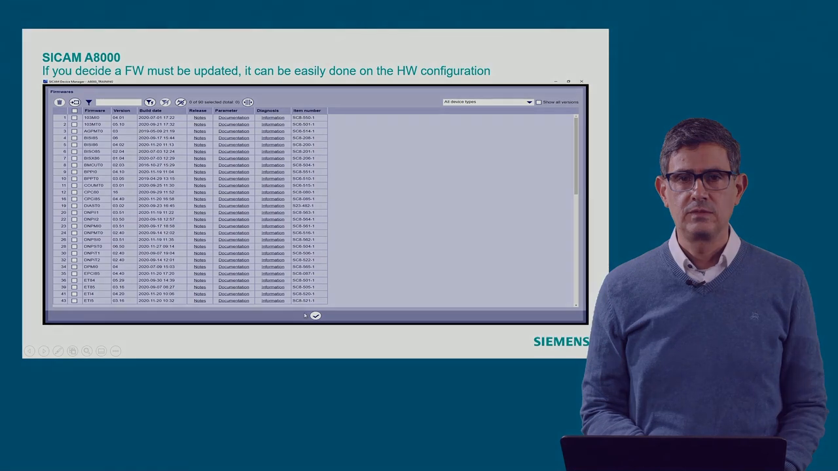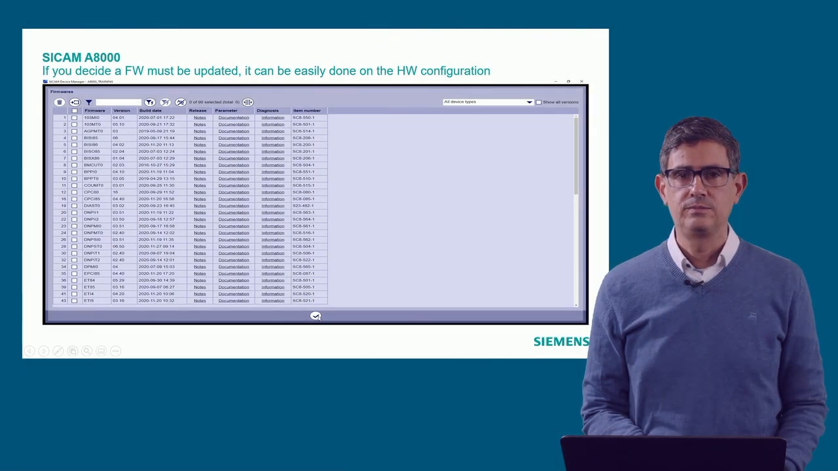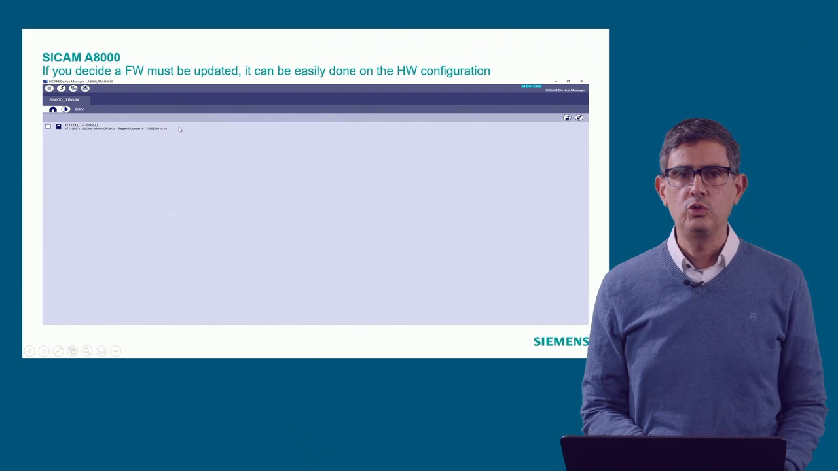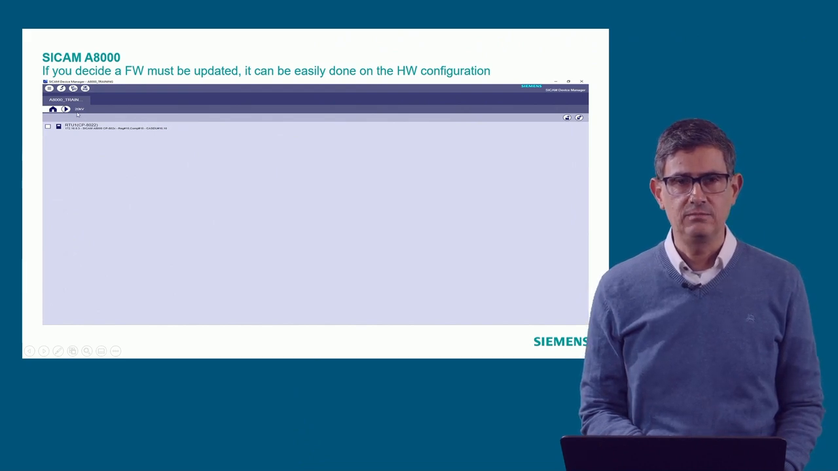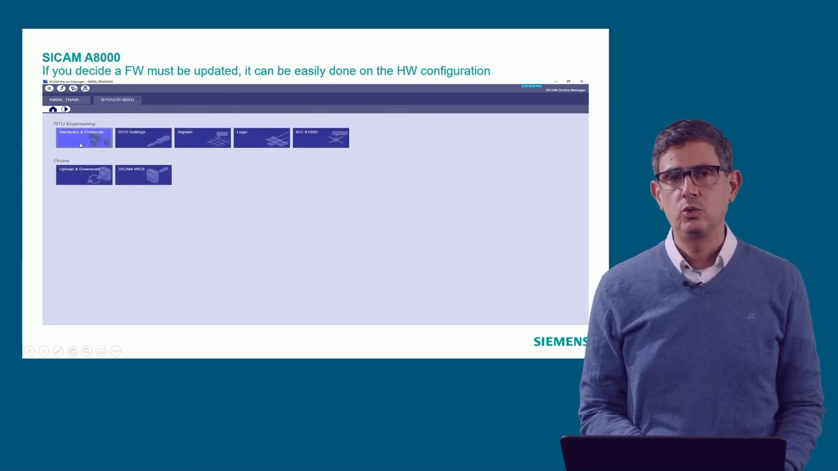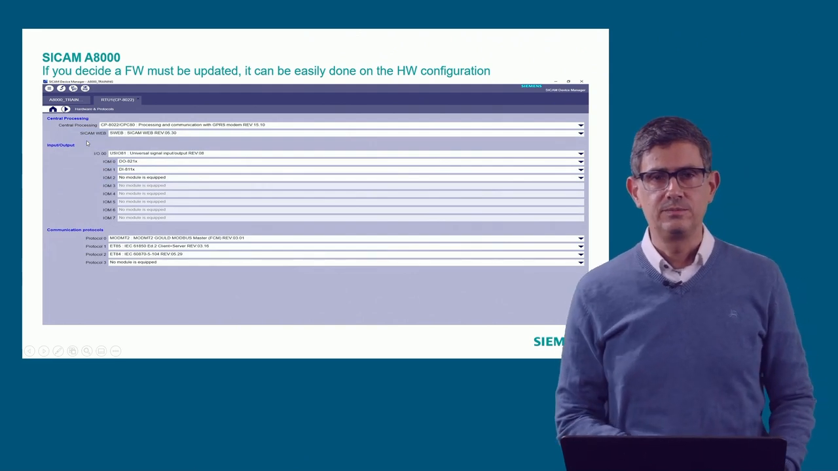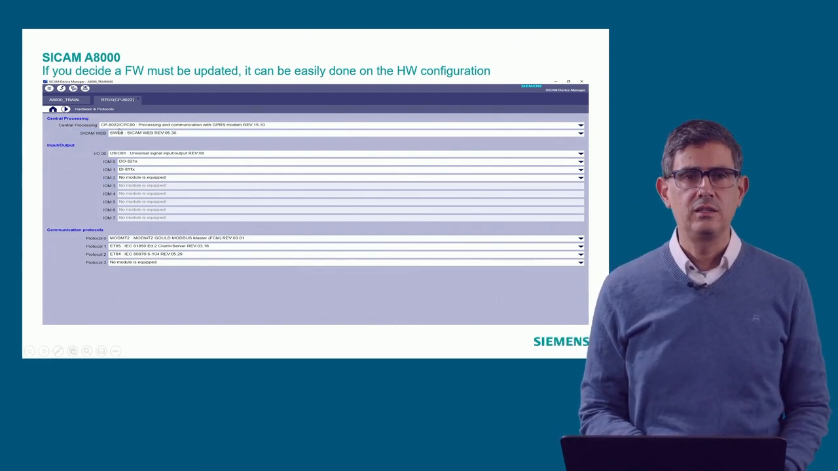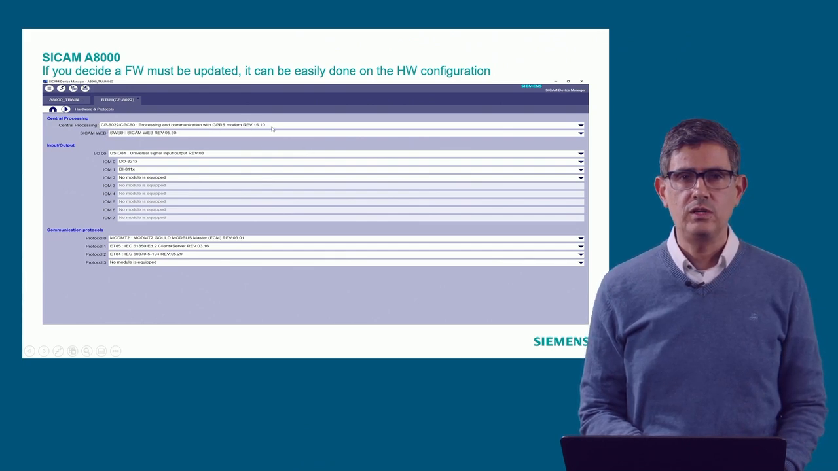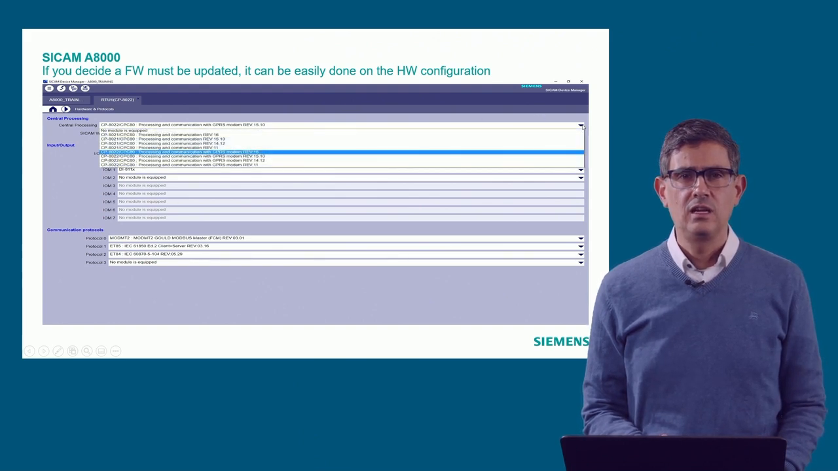If you decide that the firmware must be updated, then you go to SICAM Device Manager. Again, you go to the RTU, to, for example, hardware and protocols. And you can see there, in this example, we had central processing firmware for the CP8022, version 15.10. But you can click here, and you can see that we have now version 16. We can just select it here.